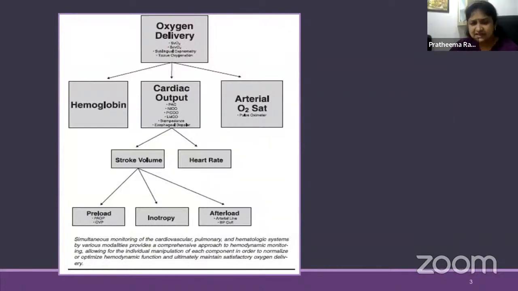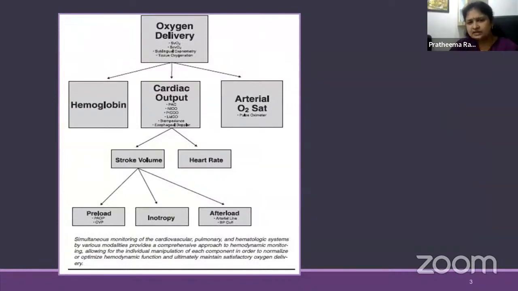into is three different parts. One is the hemoglobin, which carries oxygen. One is the cardiac output, which keeps the circulation going. And the other is the arterial oxygen saturation: how much oxygen is climbing into the blood, climbing into the RBCs and sitting there for the voyage. All these three components are very, very important.